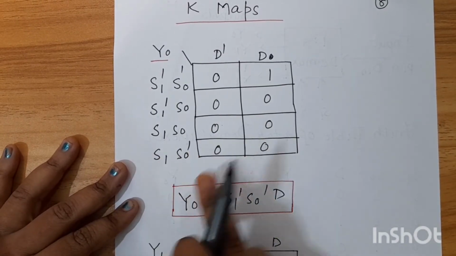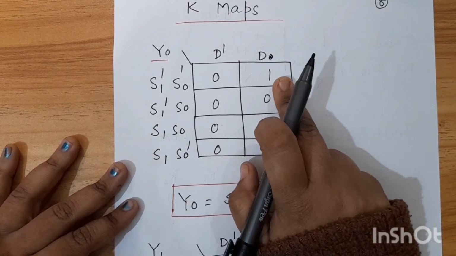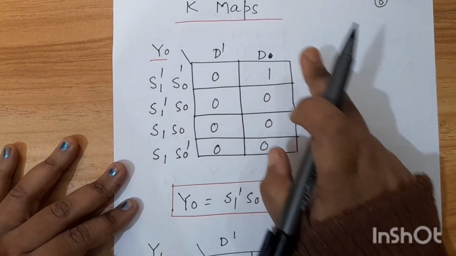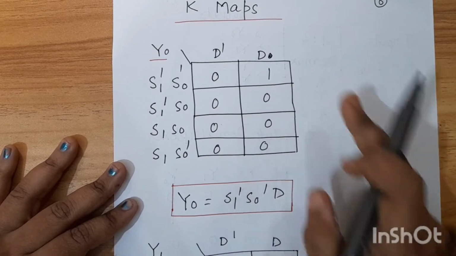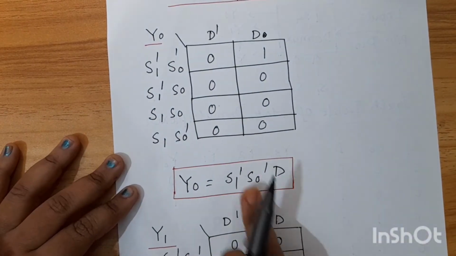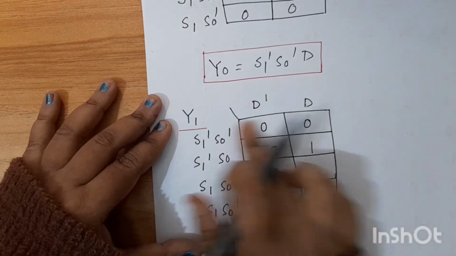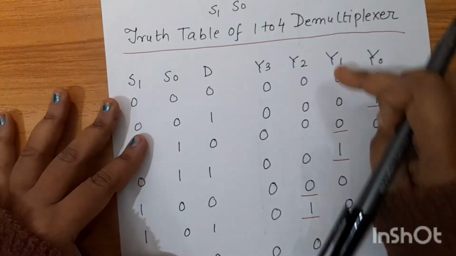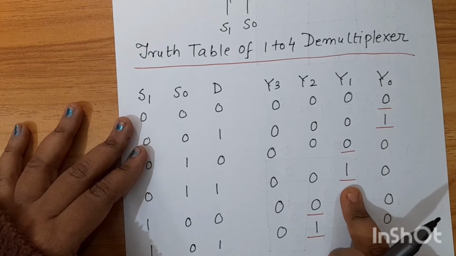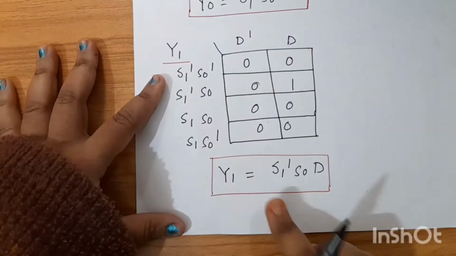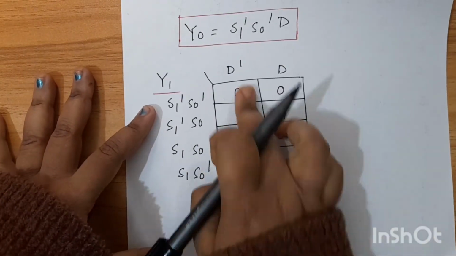S1 and S0 bar. Only for this combination, S1 bar, S0 bar, D, it is 1. So Y0 is S1 bar, S0 bar, D. Again for Y1, if you see, for what combination is it 1? When S1 bar, S0, D. S1 bar, S0, D, it is 1. For the rest of the combinations it is 0.